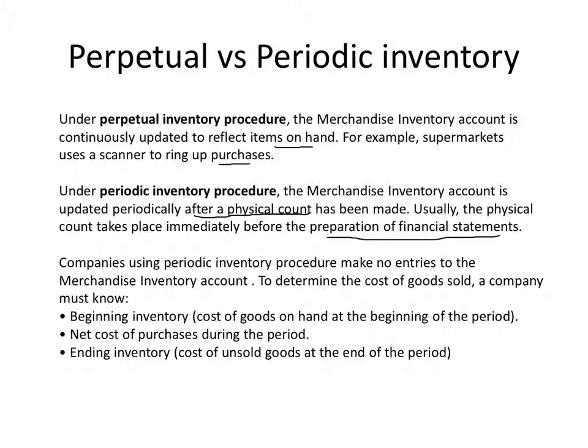So companies who use periodic inventory procedures make no entries in the merchandise inventory account. To determine the cost of goods sold, they know what their beginning inventory is because they counted it at the end of last year. They use an account called purchases, and they debit purchases for merchandise inventory that they purchase, and then they take an ending inventory at the end of the accounting period to determine how much of the items that they purchased have been left unsold.